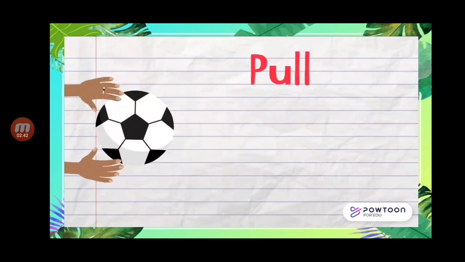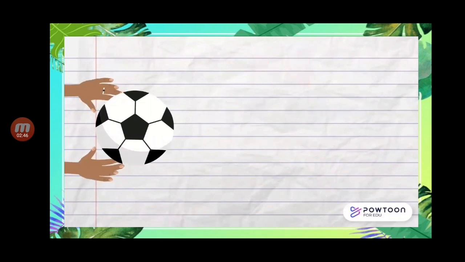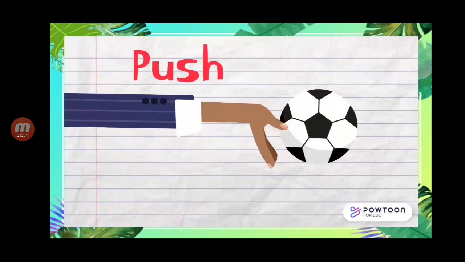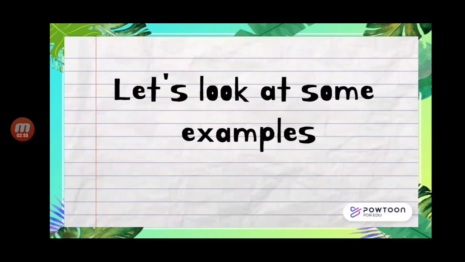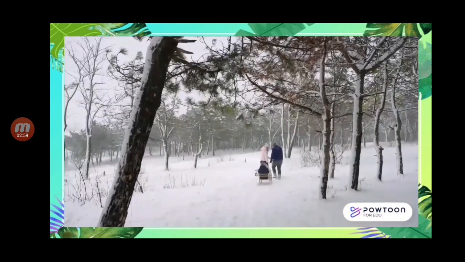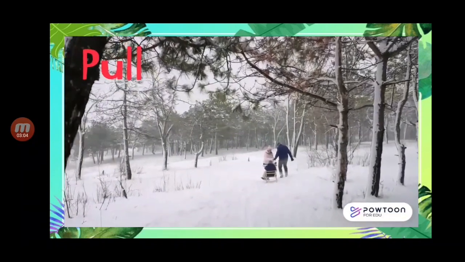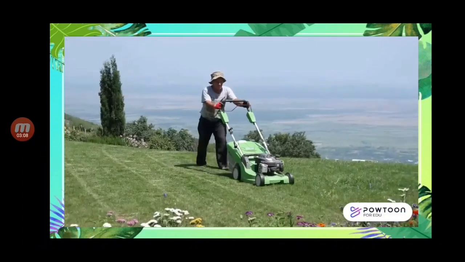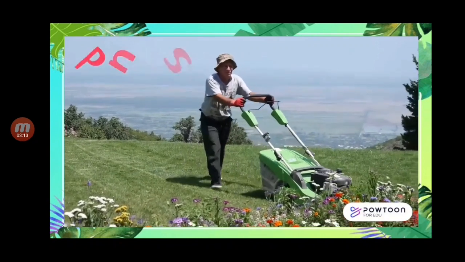Pull is when you bring an object towards you, whereas push moves an object away from you. Let's look at some examples. These parents are using pull to move the girl closer to them. This man is moving the lawnmower away from him and using push.